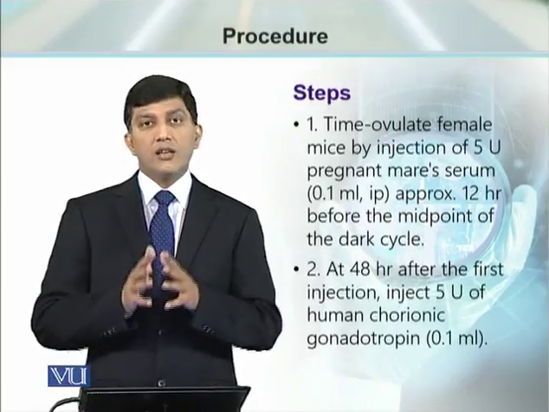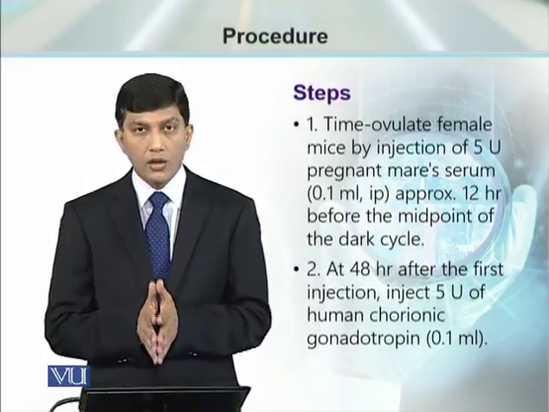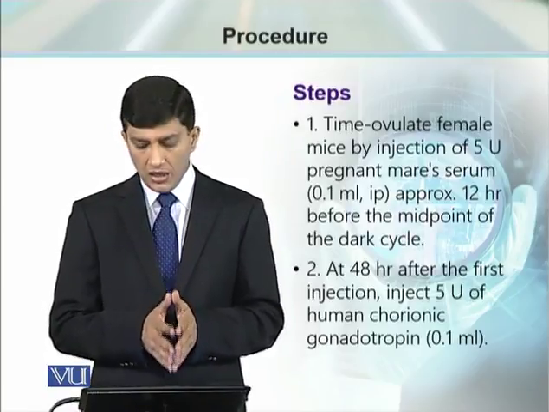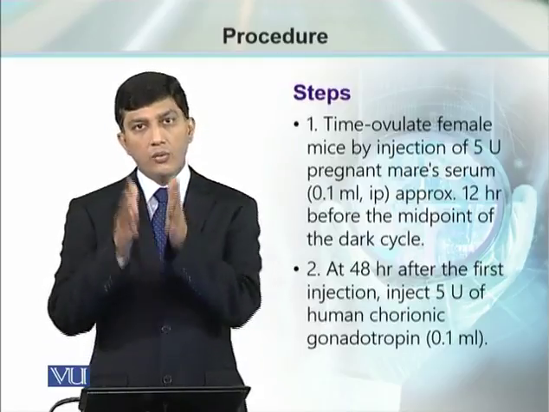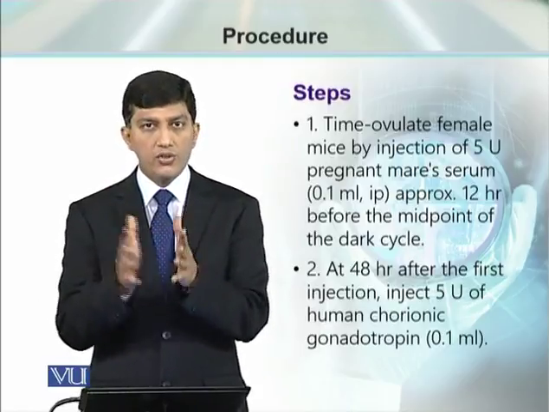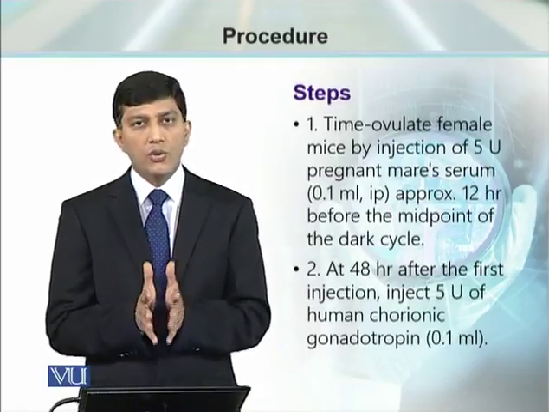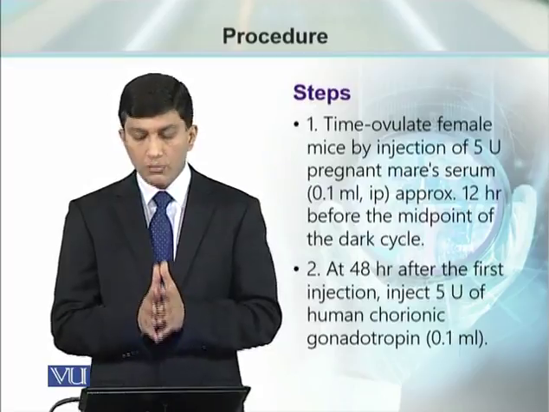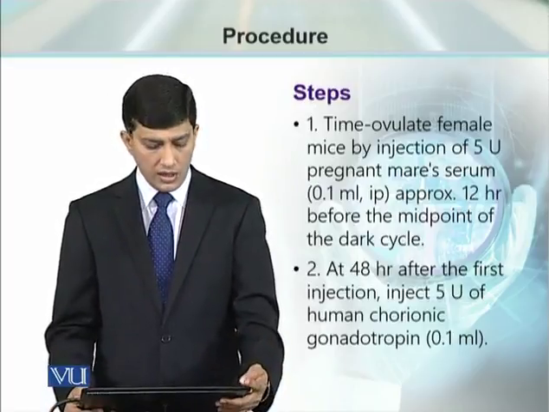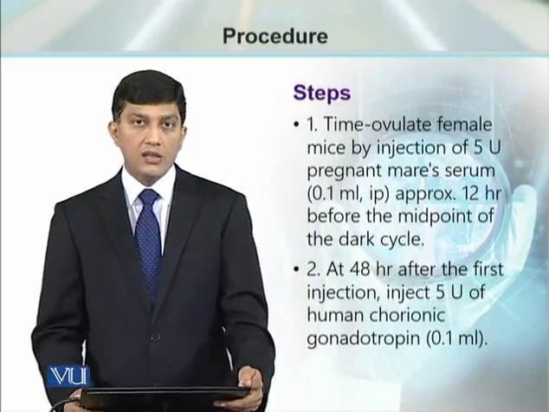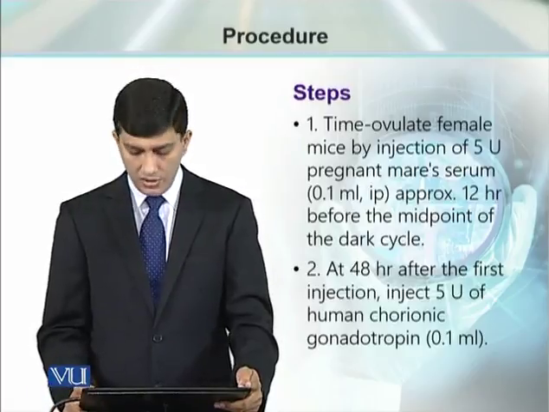5 units are injected intraperitoneally, in a volume of 100 microliter. Now this injection has a time that we need to observe, that is 12 hours before the midpoint of the dark cycle. You have decided which time point is the dark cycle and which time point is the light cycle. So this serum should be injected 12 hours before the midpoint of the dark cycle, and let these animals be free for 48 hours in the cages.